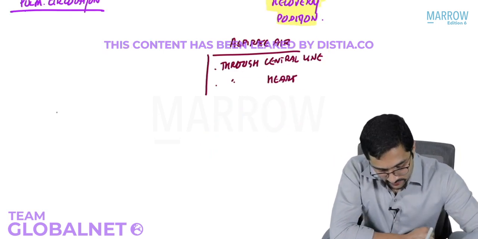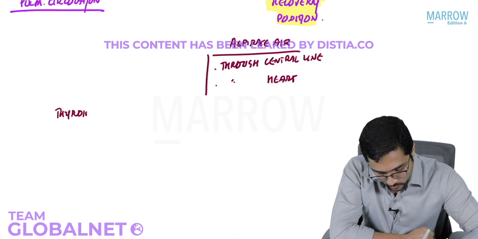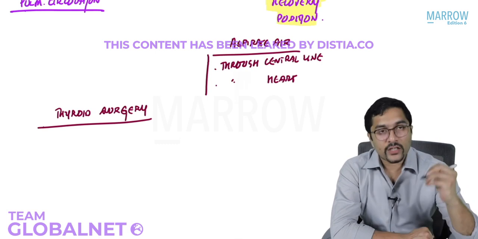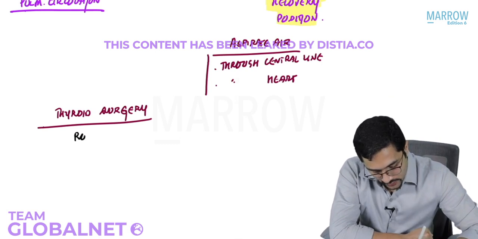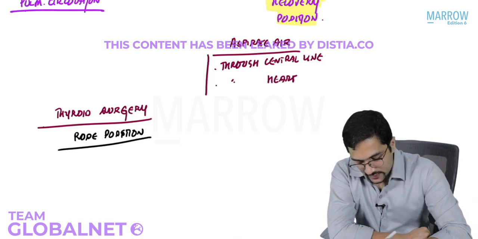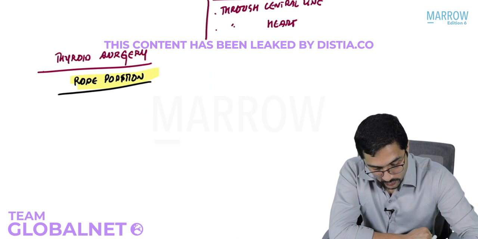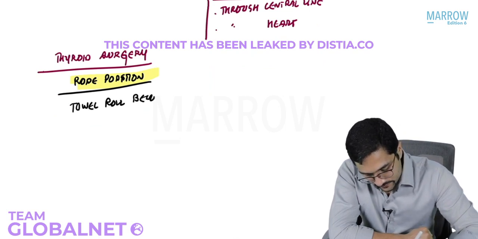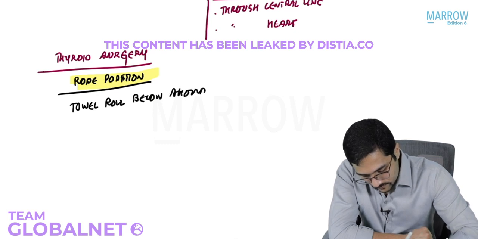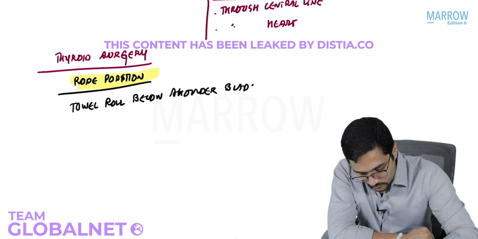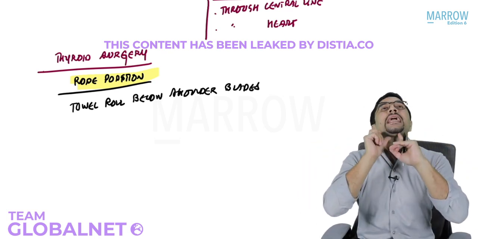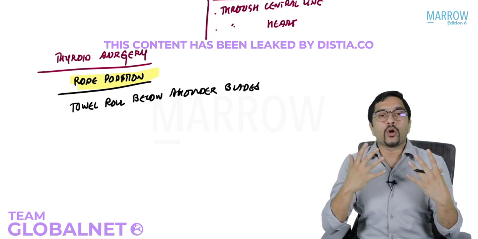Now, one more position which I mentioned for thyroid surgery, and this I've shown in the thyroid surgery module. I have depicted this position when I've shown a video on thyroidectomy. This is known as the Rose position. The Rose position is when there is a towel roll kept below the shoulder blades, and that leads to neck extension. And that gives you more exposure.